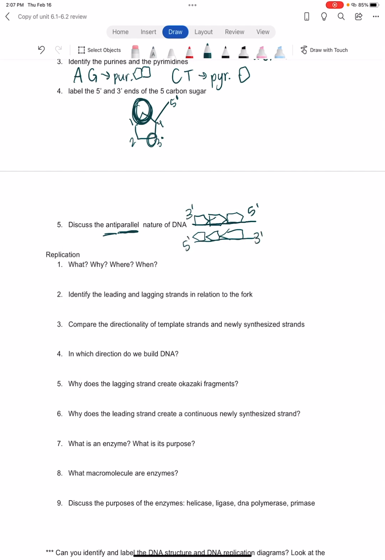So the directionality has to do a lot with the anti-parallel. Also those bases, remember our A bonds with our T. So we know due to the anti-parallel nature, we can tell which base will bond with which base.